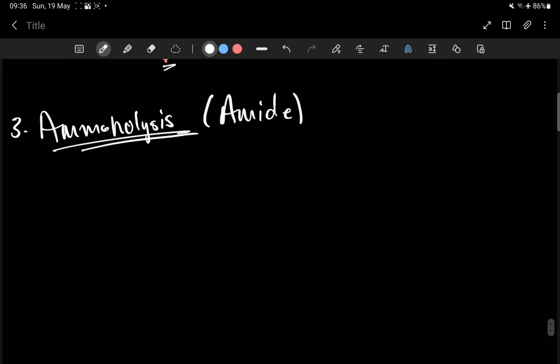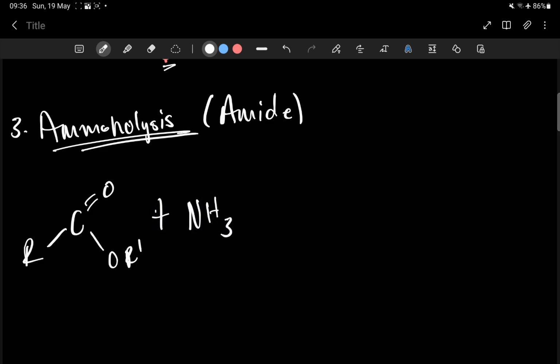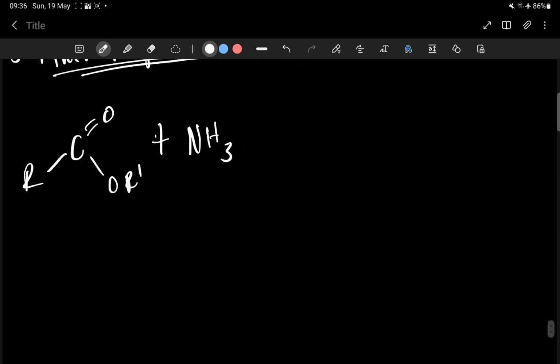So basically, what are we going to have? We have an ester. Let's put our ester. It's going to be C double bond O bonded to R. Then here it is bonded to O, then R prime. Okay, so what happens is it's going to meet ammonia, NH3. Now, when it meets ammonia, look at what happens for the next two. For ammonia, it's going to cut this off, because we need the double bond and we need the N. So it's going to cut this off.